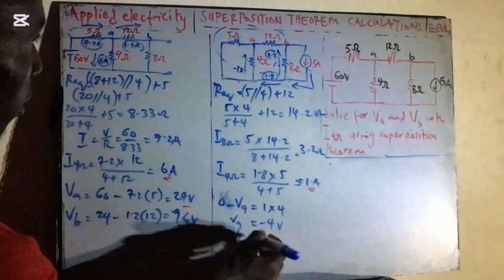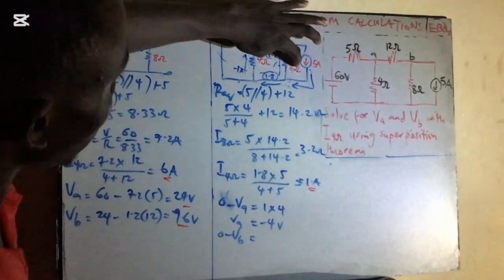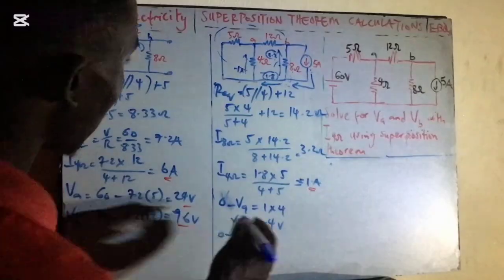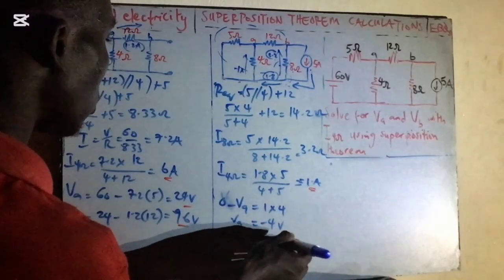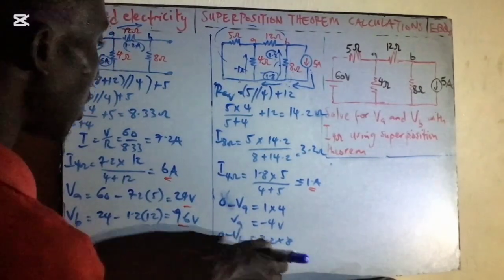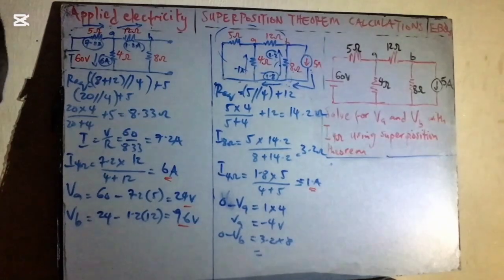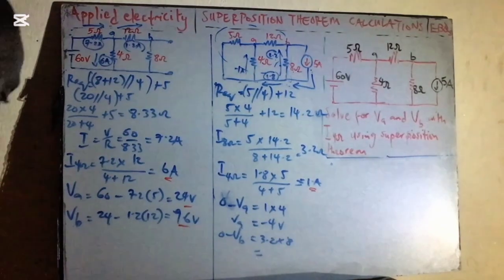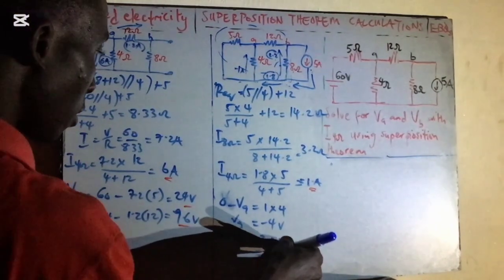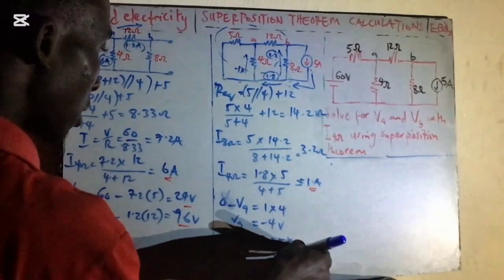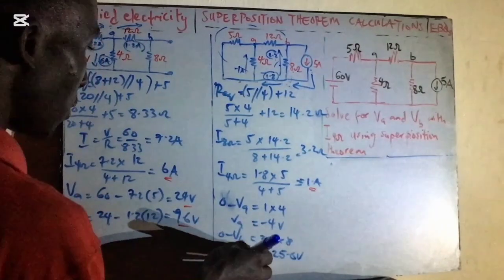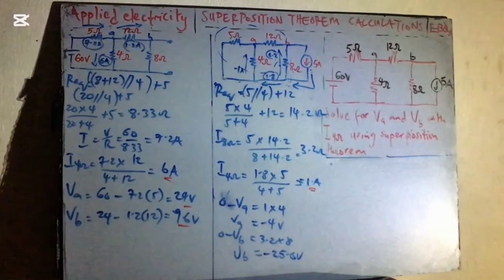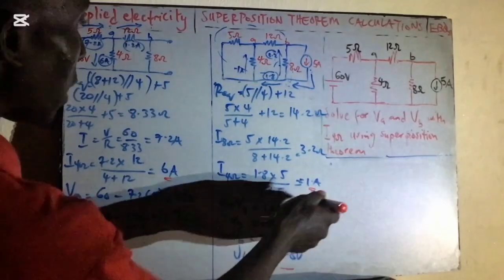The same thing for VB too. 0 minus VB, then the current and the IR is there also. 3.2 multiplied by 8, that's minus 25.6 volts. That's our VB. So now we have all what we need. We have VB, we have VA, we have I.